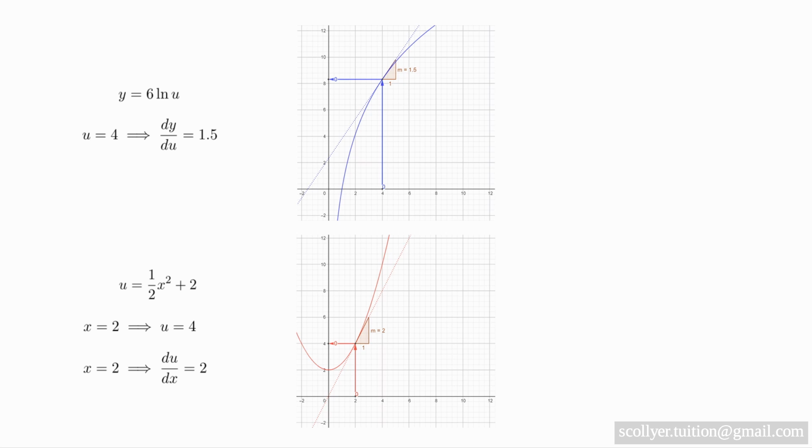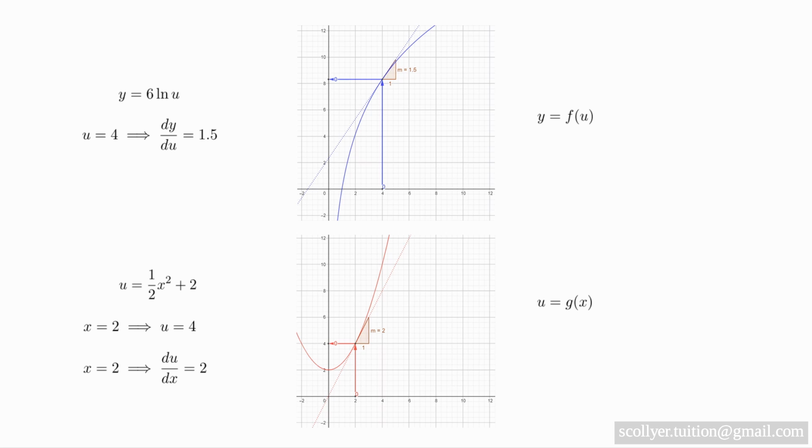Now the output of the function u equals 4, and we can show that the value of the gradient of y, dy by du, when u equals 4, is 1.5. The gradient of these two functions is indicated by the appropriate tangent line shown on each graph. It should be clear that the lower graph shows the function u equals g of x, and the upper graph shows the function y equals f of u.